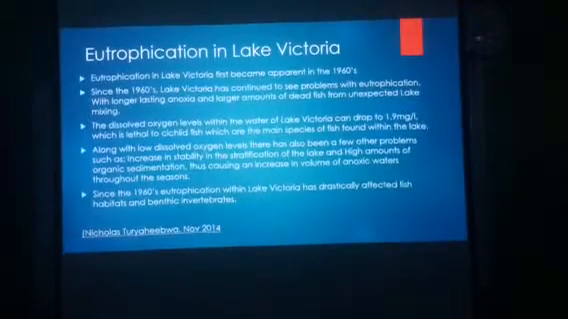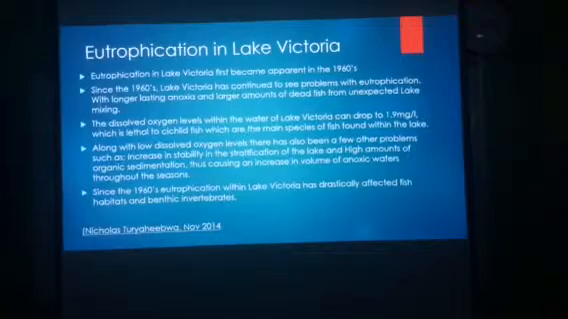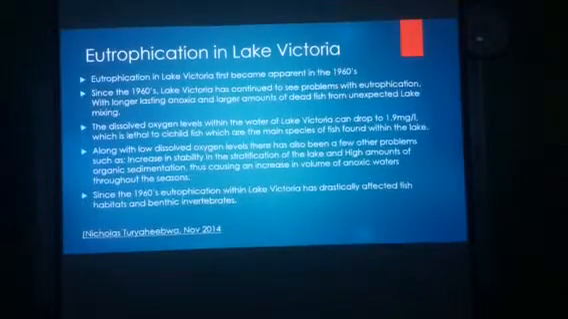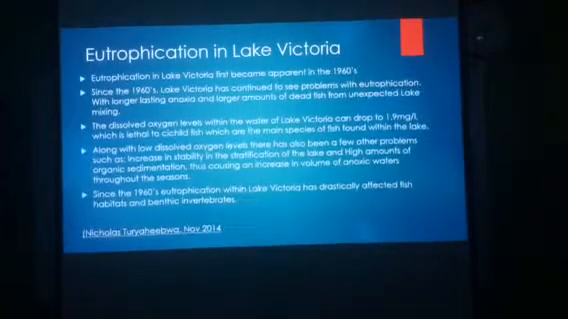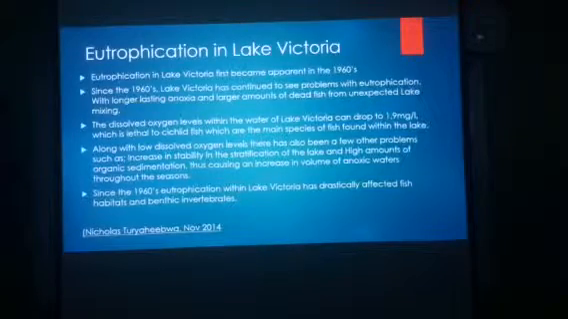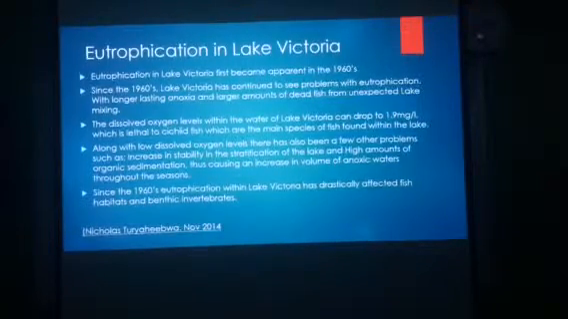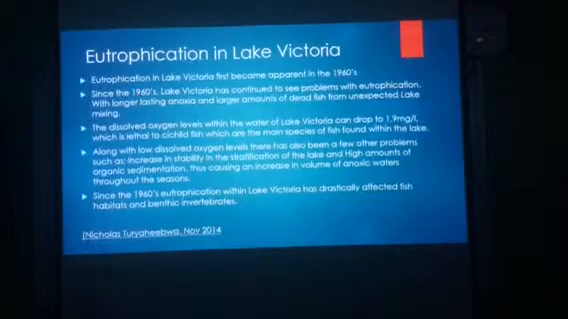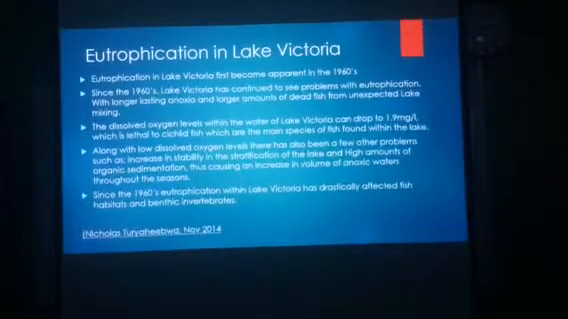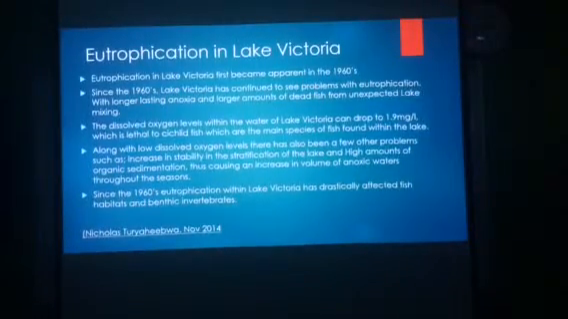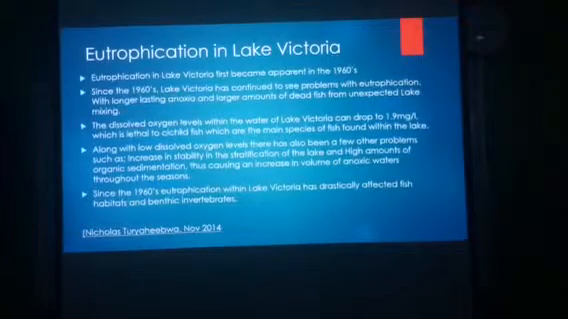Along with dissolved oxygen levels, there have been a few other problems, such as an increase in stability and stratification of the lake and high amounts of organic sedimentation, thus causing an increase in volume of anoxic waters throughout the seasons. Since the 1960s, eutrophication within Lake Victoria has drastically affected fish habitats and benthic invertebrates.